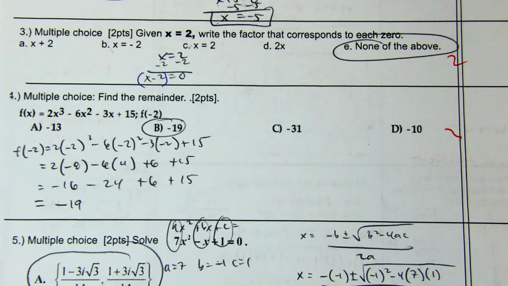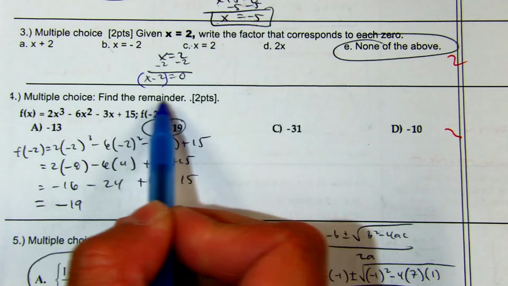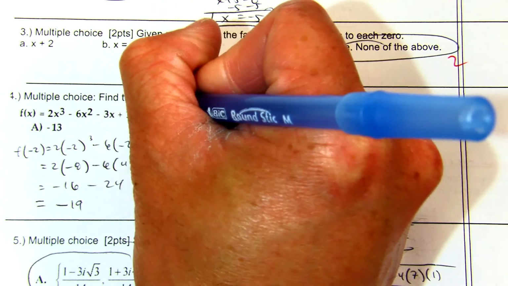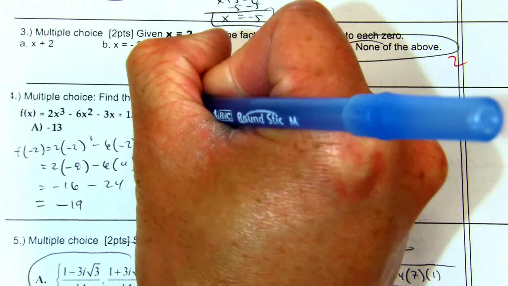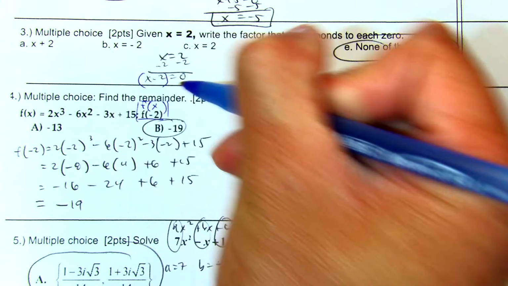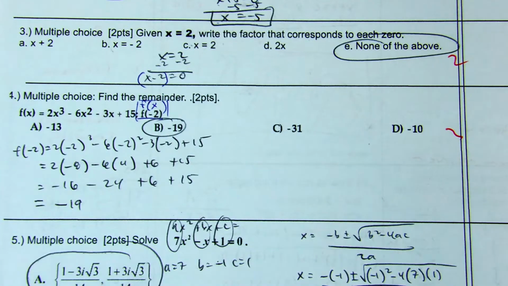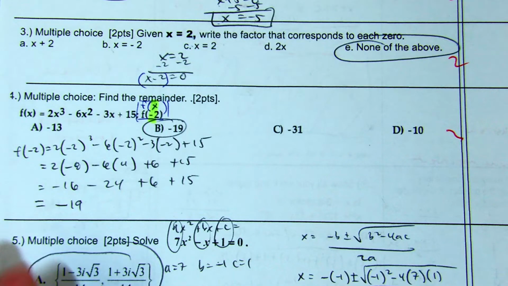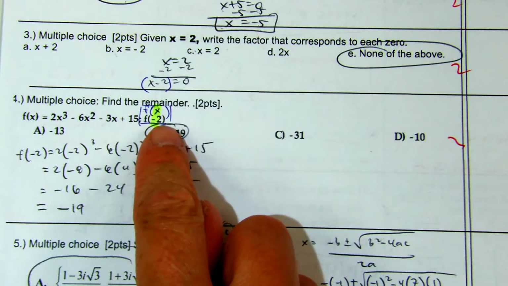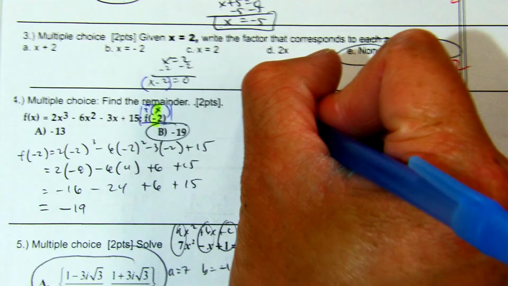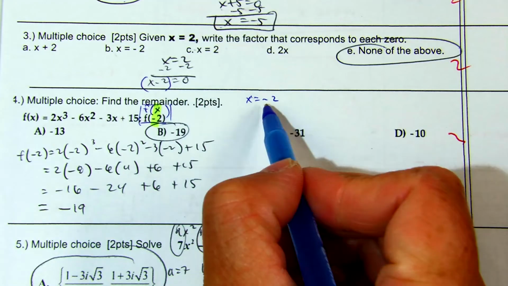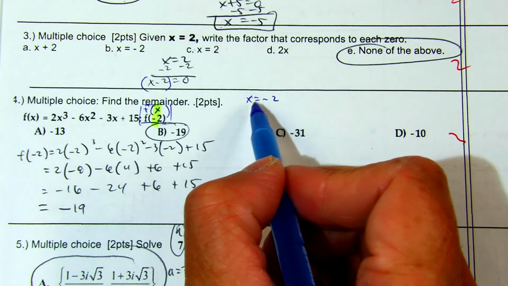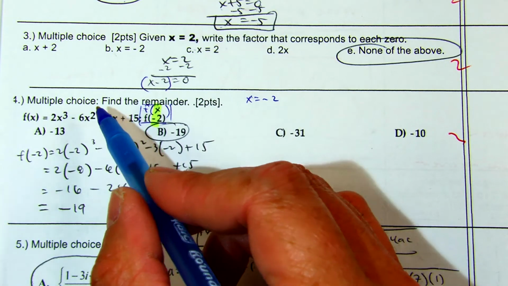Question number 4, find the remainder. If you'll notice the hint over here, all I have to do is write f of x. What does that tell me? Every x value I'm going to replace with negative 2. Now you could do something complicated. You could find a factor for that. Add 2 to both sides and you got x plus 2, and then you can use long division if you really wanted to. I wouldn't recommend it.